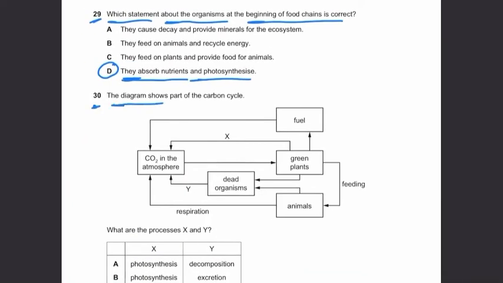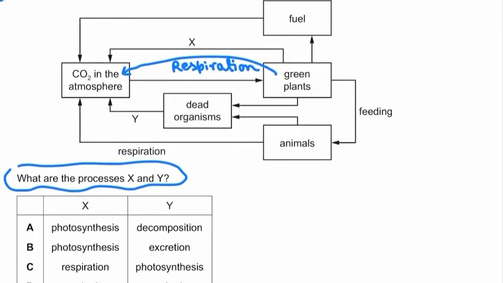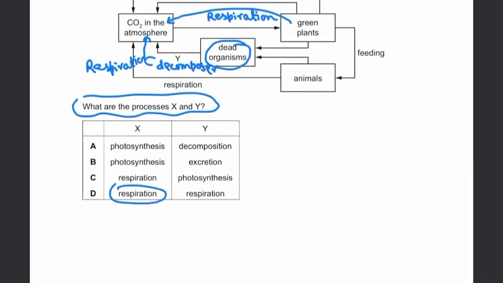MCQ number 30. The diagram shows part of the carbon cycle. What are the processes X and Y? So, guys, in X, what we see is that green plants are releasing carbon dioxide in the atmosphere. When the green plants release carbon dioxide in the atmosphere, they do this by a process of respiration. When green plants respire, they produce carbon dioxide and release it in the atmosphere. Guys, if we talk about Y, there are dead organisms and decomposers will feed on dead organisms and the decomposers will respire, releasing carbon dioxide in the atmosphere. Guys, this is also respiration. So the answer is X is respiration and Y is also respiration. The answer is D. Let's move on to MCQ number 31.